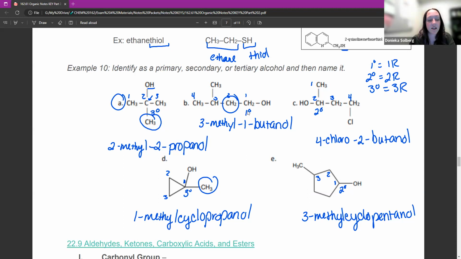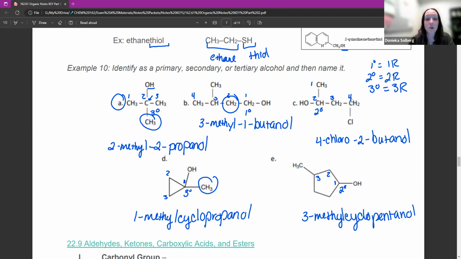Notice I started counting at this carbon because it's the one that's closest to the hydroxide. So the 1 tells me where my -ol is. Okay, and then on carbon 3 is a methyl. So 1, 2, 3 methyl, 1-butanol. For C, I've got my longest carbon chain looks like this: 1, 2, 3, 4.